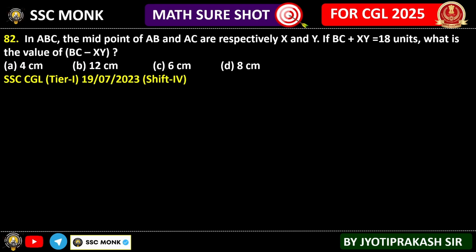Next, ABC is a triangle, and the midpoints of AB and AC are respectively X and Y. BC plus XY is 18 units. What is the value of BC minus XY? So let's say ABC is a triangle. Midpoints of AB and AC are X and Y. If this is 1, this is 2. So 3 parts is equal to 18, which means 1 part is equal to 6. So this will be 6, this will be 12. So 12 minus 6 is equal to 6 centimeter.